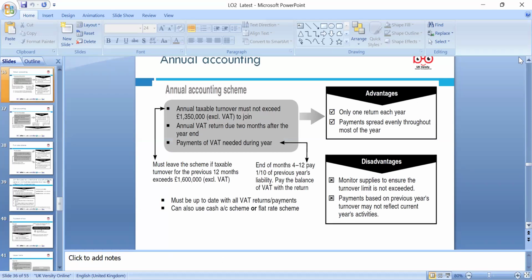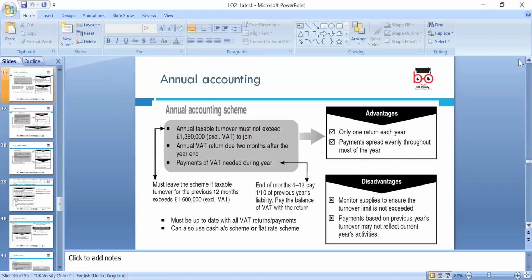So as we mentioned, £85,000 and £83,000. You can deregister if your turnover drops to £83,000, but it is compulsory to register if your turnover is £85,000. But you can choose different accounting schemes. If you want the annual accounting scheme, it means you only have to do one return. Annual taxable turnover must not exceed £1,350,000, excluding VAT. So VAT is not included, and you can carry on registering.